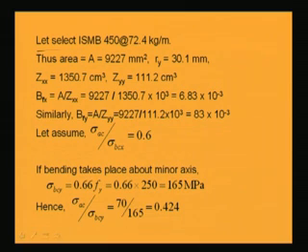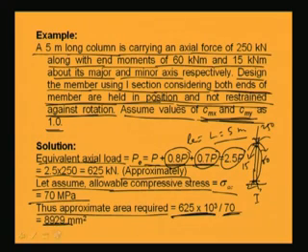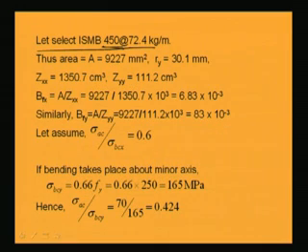We will select some section, say we are going to select ISMB 450 at 72.4 kg per meter. The weight is 72.4 kg per meter. So, we are trying with ISMB 450 because the area required is 8929. So, we are providing the closest area as 9227 millimeter square in place of 8929. This is the required area and we are providing 9227 millimeter square. The closest area we are providing.